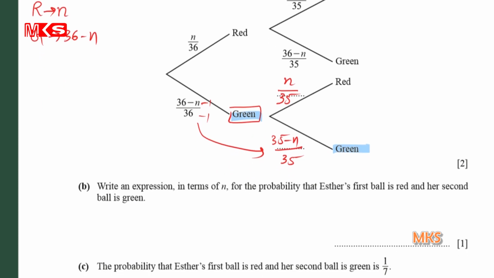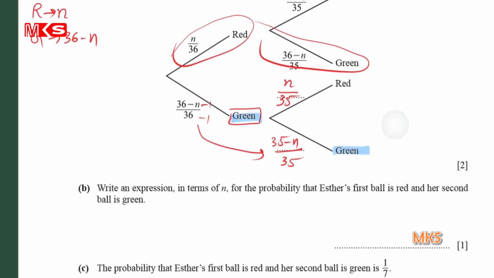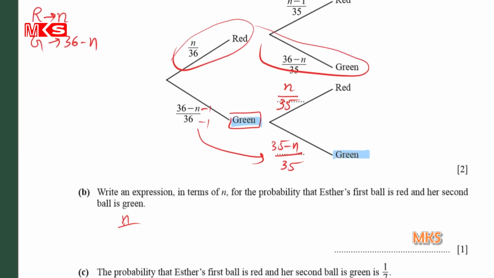We write an expression in terms of n for the probability that Esther's first ball is red and her second ball is green. First ball is red and the second ball is green, means n over 36, times, along the branches we multiply, 36 minus n over 35. So that will be 36n minus n square over 36 multiplied by 35, which is 1260.